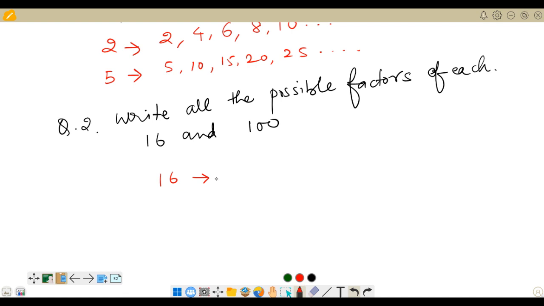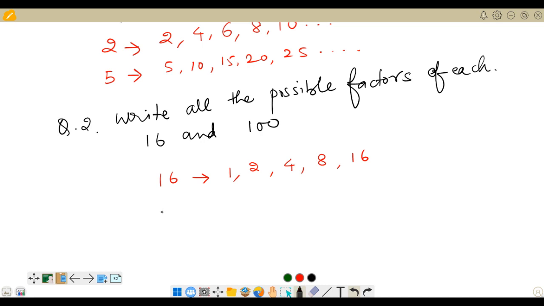So we can divide 16 by 1, isn't it? We can divide 16 by 2. We can divide 16 by 4. We can divide 16 by 8. We can divide 16 by 16 itself. So these are going to be the factors.